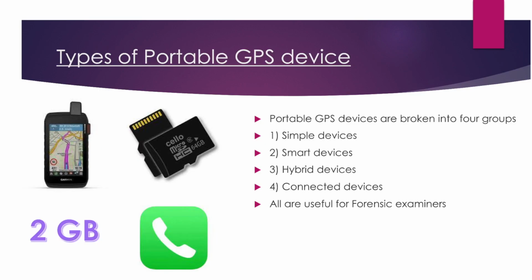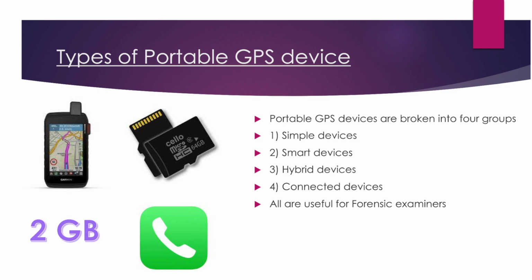Portable GPS devices are broken into 4 groups. The first is simple devices that only track basic routes and may have a USB connection. Smart devices are USB mass storage devices and can carry at least 2 gigabytes of internal data storage. They can use SD cards and other features like point of interest, favorite locations, and MP3 player.